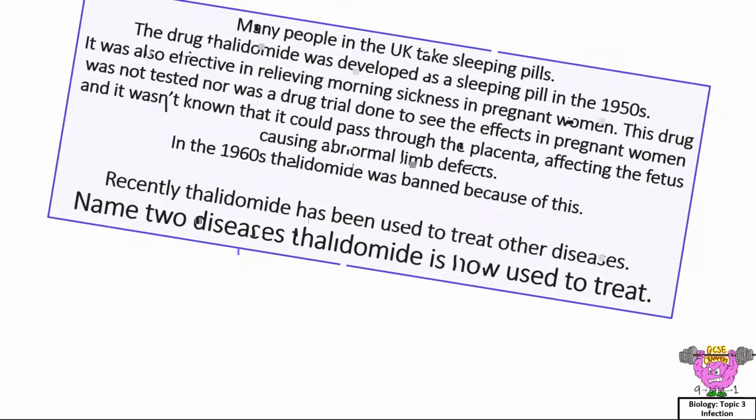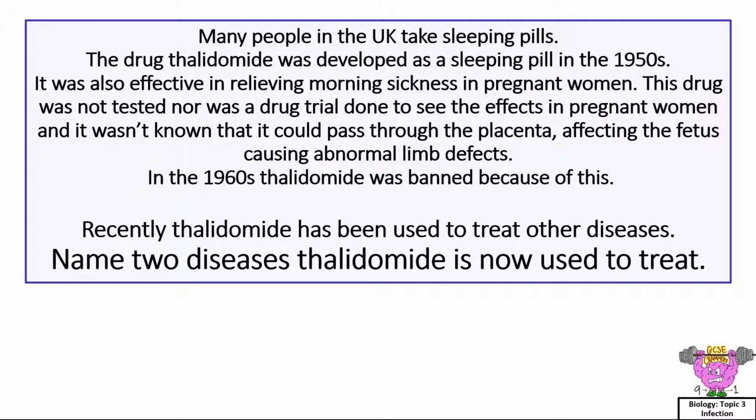Many people in the UK take sleeping pills. The drug thalidomide was developed as a sleeping pill in the 1950s. It was also effective in relieving morning sickness in pregnant women. This drug was not tested, nor was a drug trial done to see the effects in pregnant women, and it wasn't known that it could pass through the placenta, affecting the fetus and causing abnormal limb defects. In the 1960s, thalidomide was banned because of this.